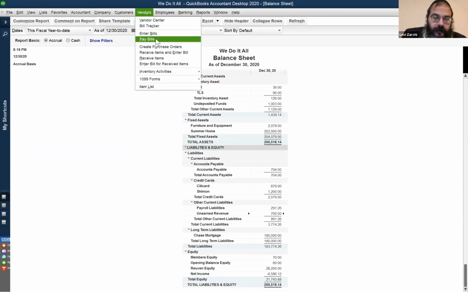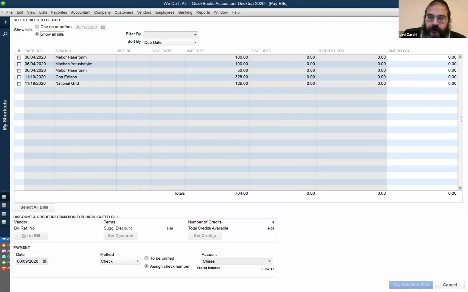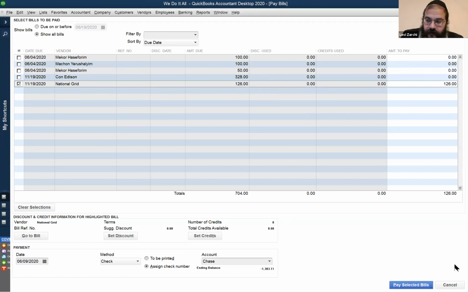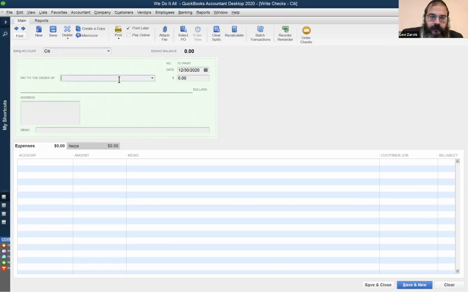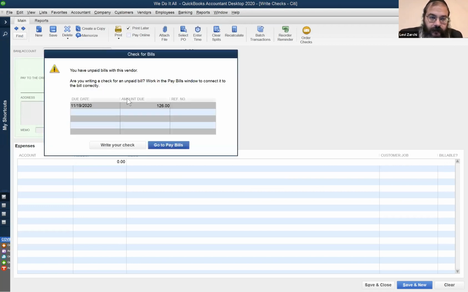Incidentally, we have here pay bills. We have open balances still to Con Edison, to National Grid, to McCarthy, this farm store. If I would write a check today for $126 to National Grid, but I didn't do it through the portal, which they tell us to do. We click on this, and it's 126, and we create a check, and it's gonna clear it out. But instead, I wrote a check to National Grid, and it tells us you have unpaid bills with the vendors, and to work in the pay bills window to connect the bill correctly, because you want to connect it.